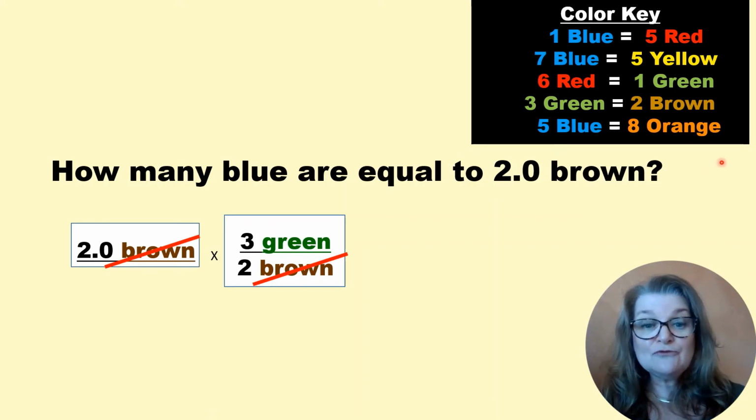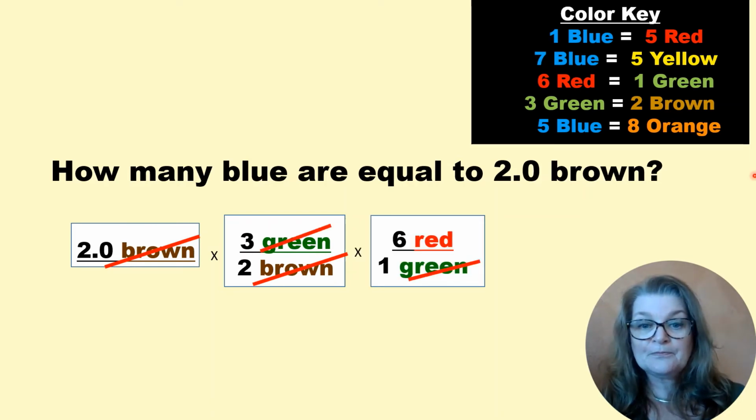Do we have a conversion factor that goes from green to blue? And we do not, but we do have one that goes from green to red. So we could either do 1 green over 6 red, or we could write 6 red over 1 green. To figure out which way we write it, we look at where the green unit already is. It's in the numerator. So in the next conversion factor, we want to put green in the denominator so we can cancel it out. And we're left with red as our unit, which still is not our desired unit.